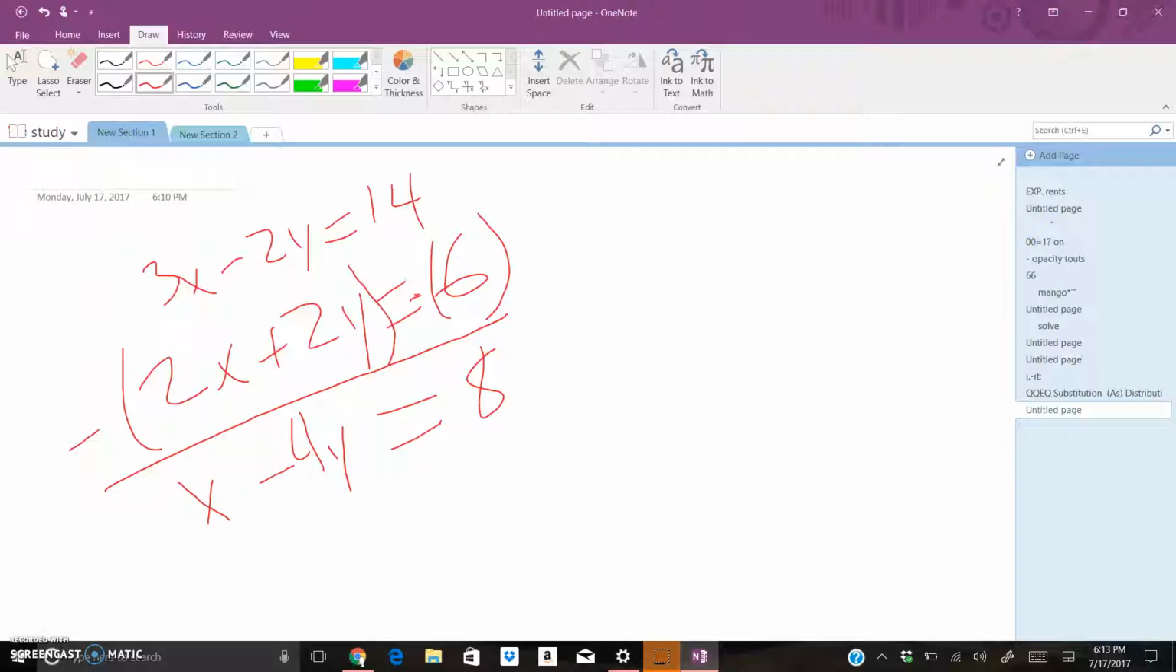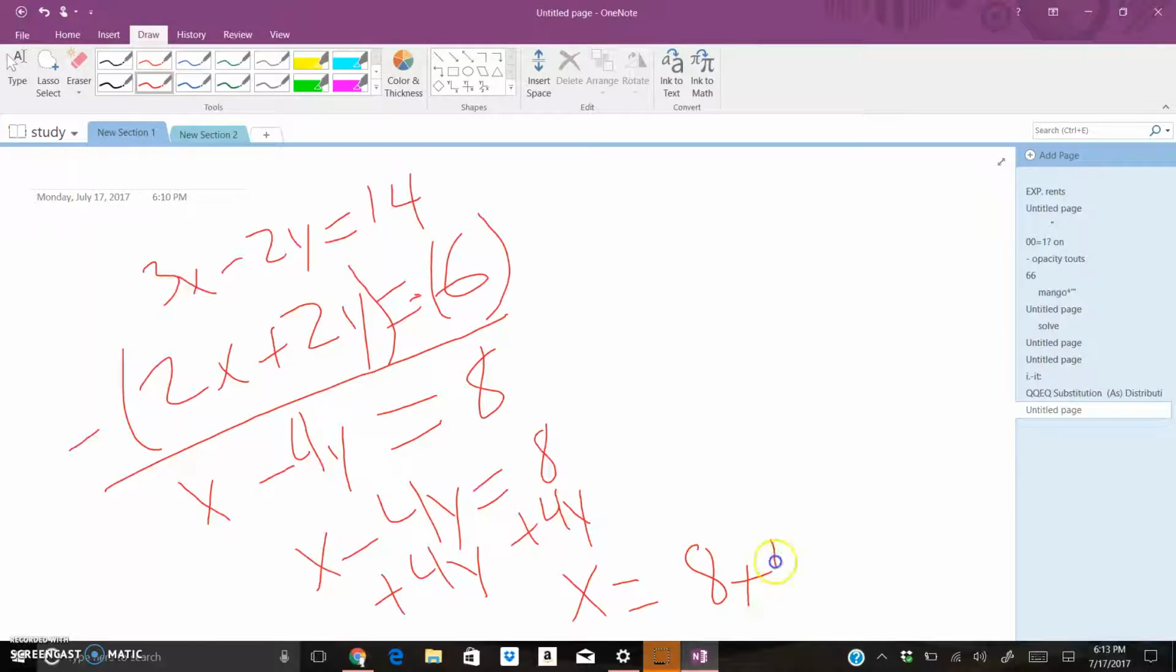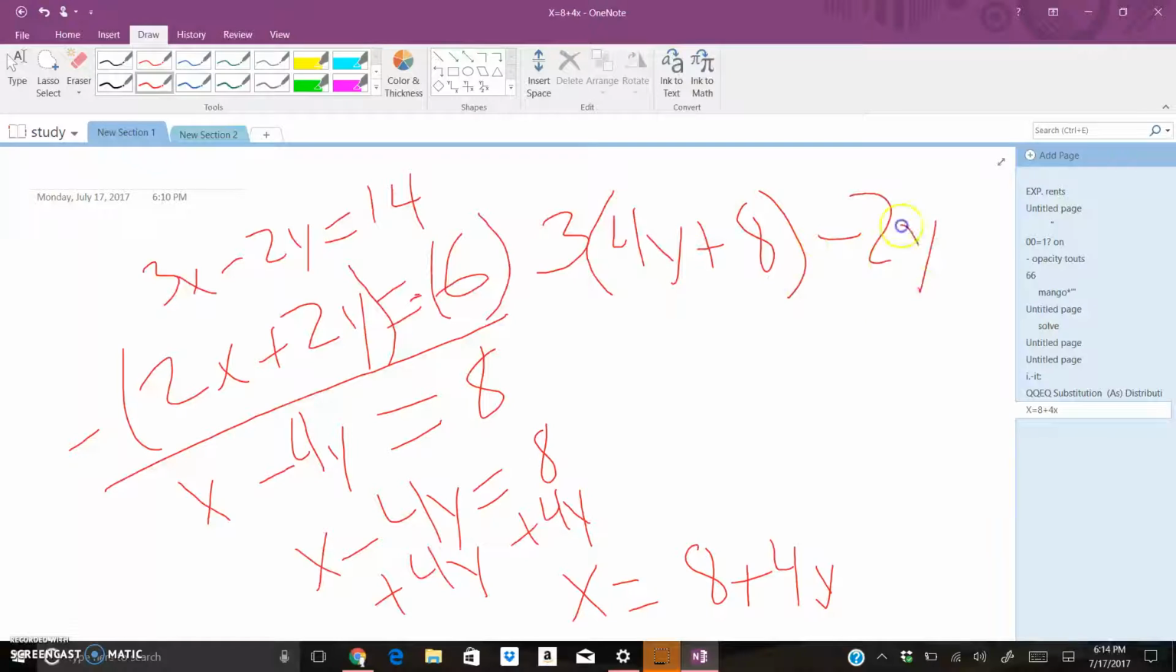We have just found out that now we can isolate the variable here. So x minus 4y is equal to 8. If x minus 4y is equal to 8, we can add 4y to both sides and say that x is equal to 8 plus 4y. So we have just found out what x can be equal to here. So we can apply it to the next equation. 3, and instead of x, we'll write 4y plus 8, minus 2y is equal to 14.